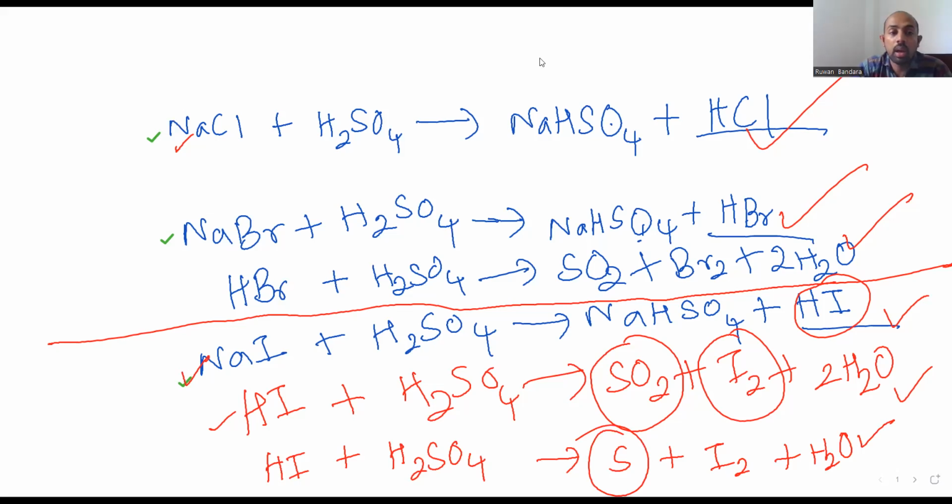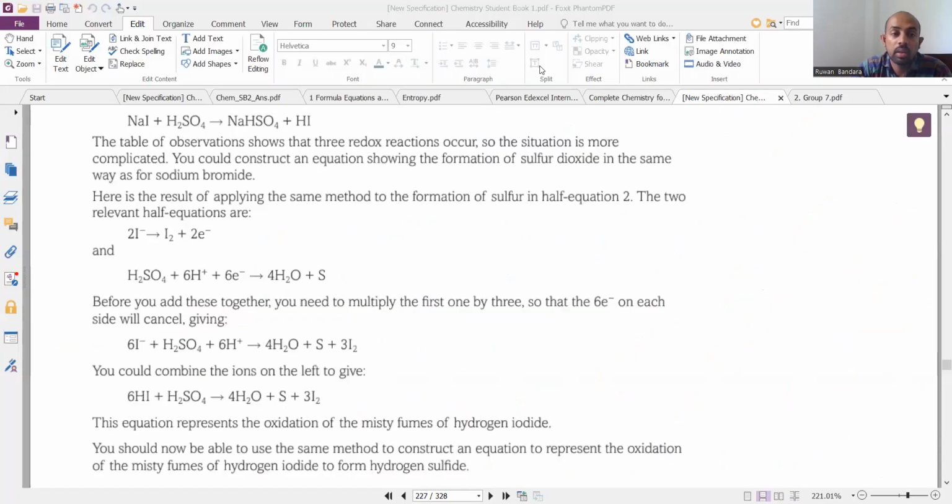See, iodide will oxidize and sulfur will reduce. And they are joining these two half equations and they have written the balanced equation. Clear? Yes. Now you can write this one as well.